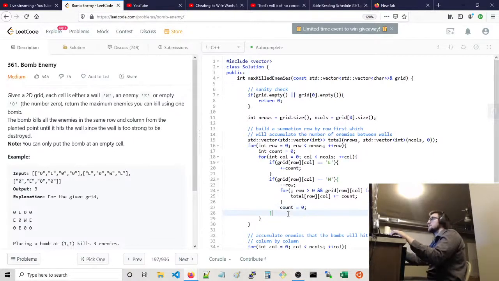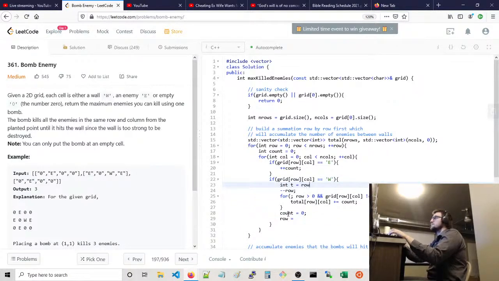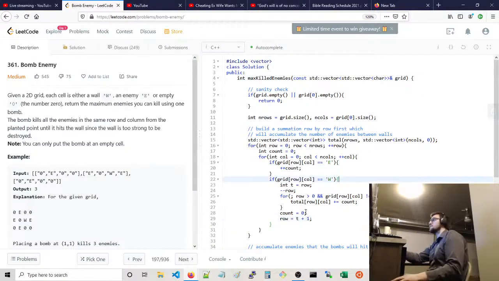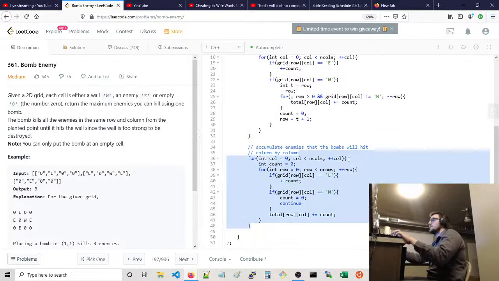And then you're going to set the count equal to 0. And then you're going to set row equal to, I'm going to say temp is going to be the row, and row equals t plus 1. Right, and scroll past this wall now. That's what you want to do. So I was actually correct initially. I had somewhat of the right idea. I just didn't implement it correctly.